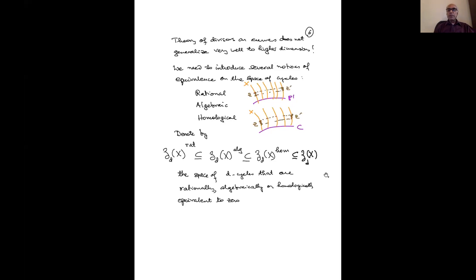So what happens here is, if I have the big space Z_d of X, of d-cycles on X, then it contains the space of homologically trivial cycles. That contains the space of algebraically trivial cycles. And that contains the space of rationally trivial cycles. So now the question becomes, which one are you going to look at? It turns out they're all interesting and they're all difficult in different ways. These are d-cycles that are rationally equivalent to zero, d-cycles that are algebraically equivalent to zero, d-cycles that are homologically equivalent to zero, and these are all d-cycles.